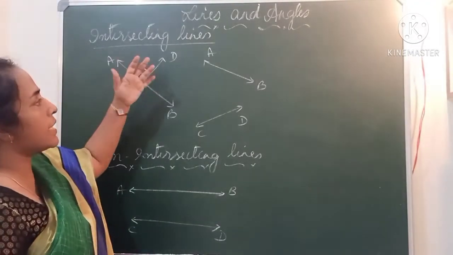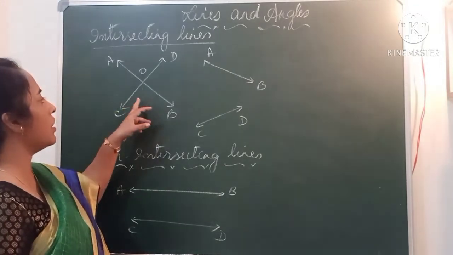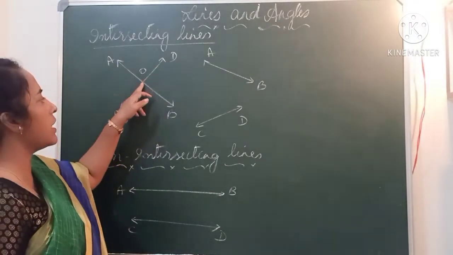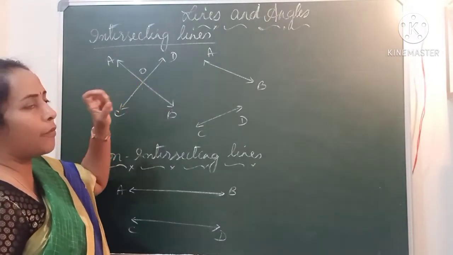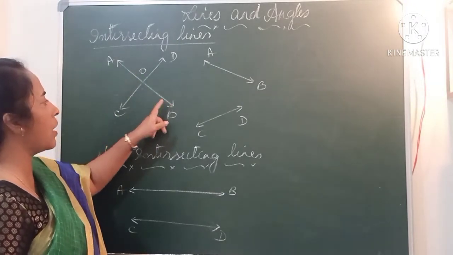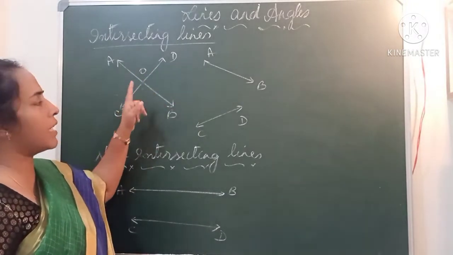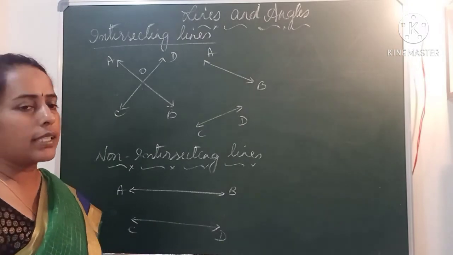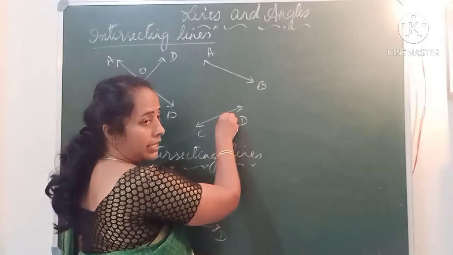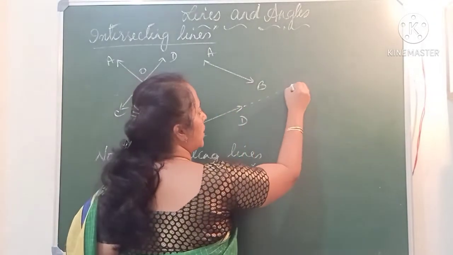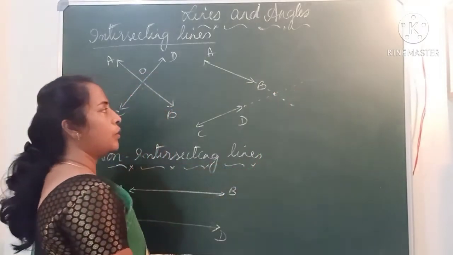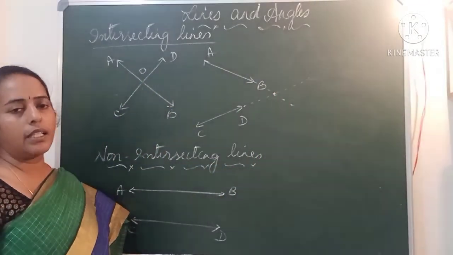Now, intersecting lines. Here I have taken a pair of straight lines AB and CD. They are intersecting at a point, so they have one point as common, O. The point O belongs to both AB and CD. In that case, those lines are said to be intersecting lines. Here, look at here. AB and CD, they are not intersecting, but if you produce them, definitely they will intersect. So those lines are also said to be intersecting lines.